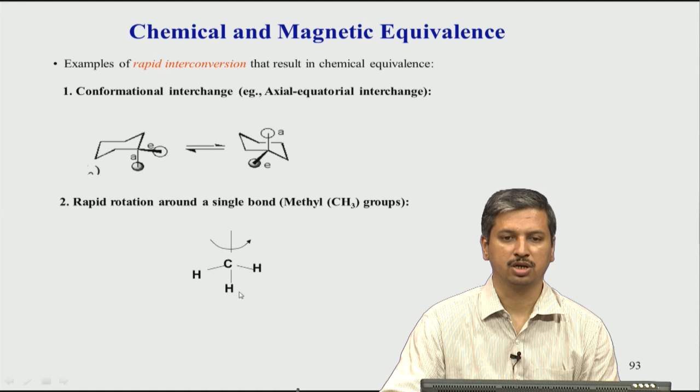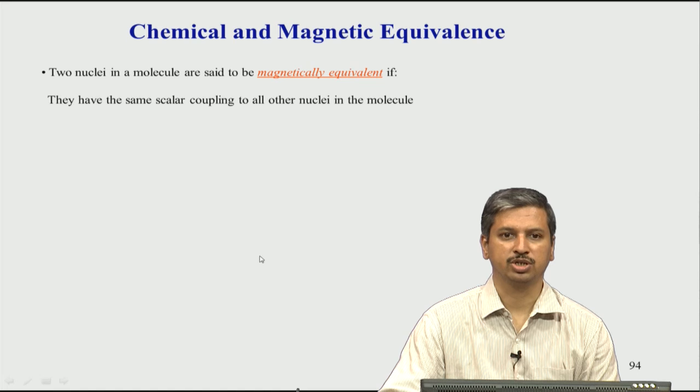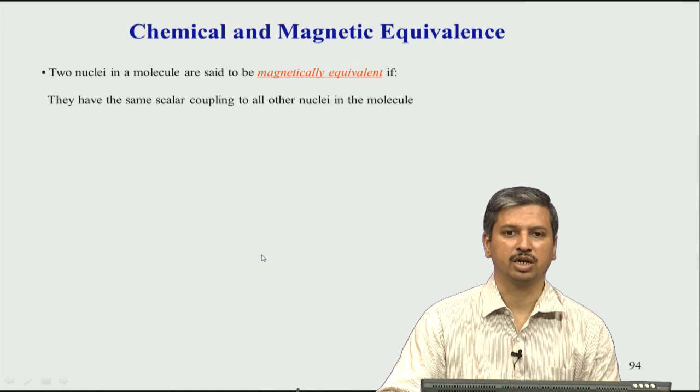So, methyl groups are always chemically equivalent in NMR spectroscopy. It is very difficult to make the methyl groups inequivalent. That is only possible if you freeze the methyl group, but even in a solid state these methyl groups are rotating very rapidly. Therefore, all these three hydrogens in a methyl are always interconvertible and always equivalent. So, this is basically the concept of chemical equivalence.